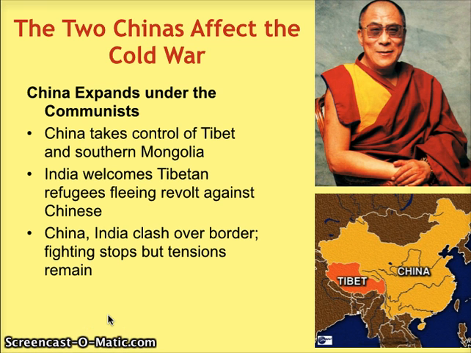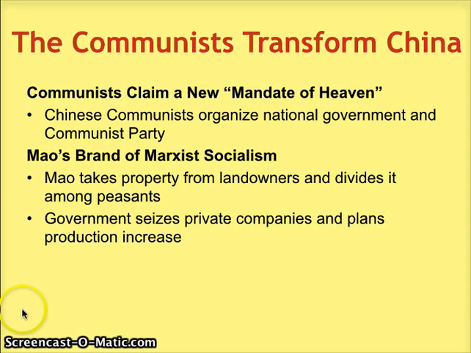India and China end up clashing over a border. They're clashing over this border area right near Tibet. And even though it never escalated into any sort of war, tensions remain in that area today. Communists transform China. Mao starts to make a tighter control over the communism in China. And he calls this his mandate of heaven. So Chinese communists are organizing a national government and a communist party.